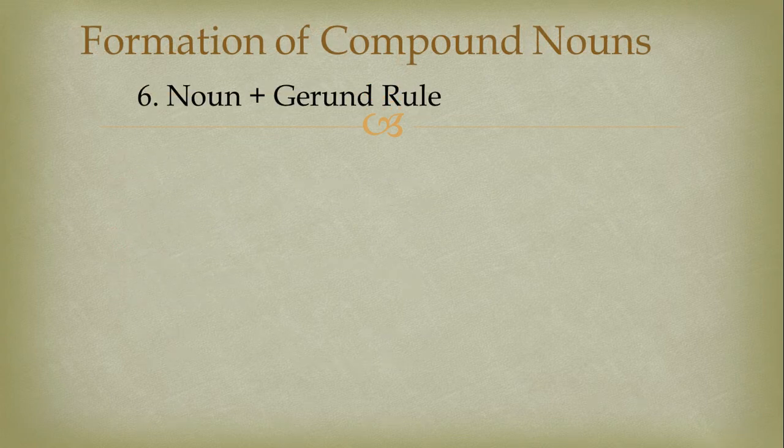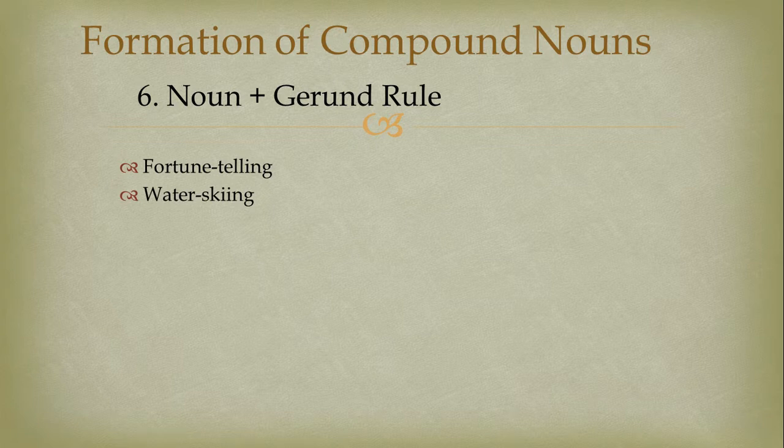Noun plus gerund means first we put noun and then we place gerund. This is rule number 6. Examples of this rule: fortune telling, fortune is a noun, telling is a gerund. Water seeking, water is a noun, seeking is a gerund. House cleaning, house is a noun and cleaning is a gerund. So this is rule number 6. By this rule we can also form compound nouns.